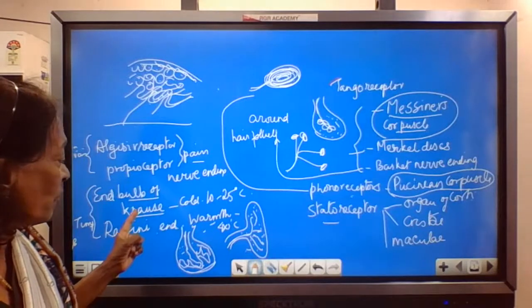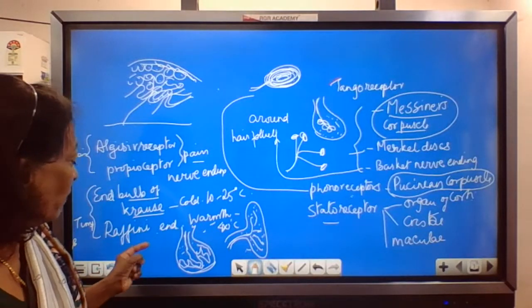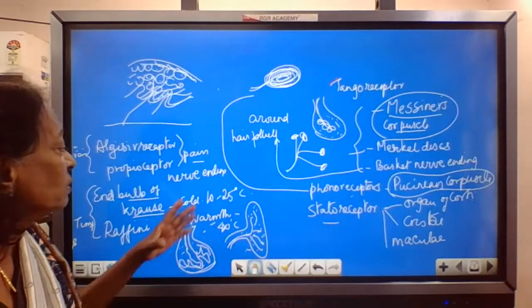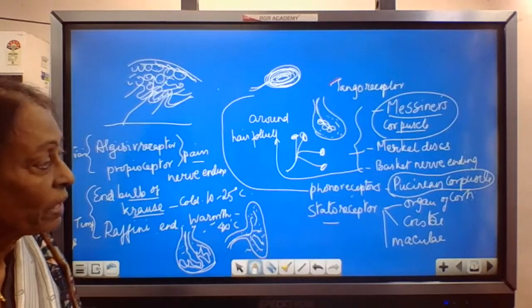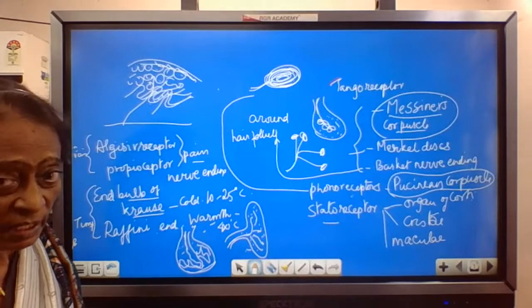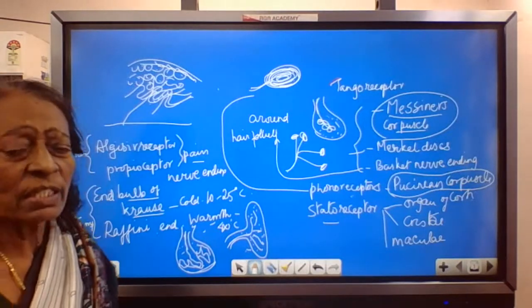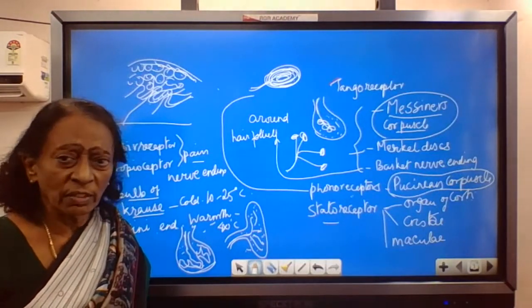End bulb of Krause for cold as well as warmth. Ruffini for warmth, Krause for the cold. So these are the major pain, pressure, temperature sensations of the skin. So sensory receptors of the skin are nothing but nerve endings.